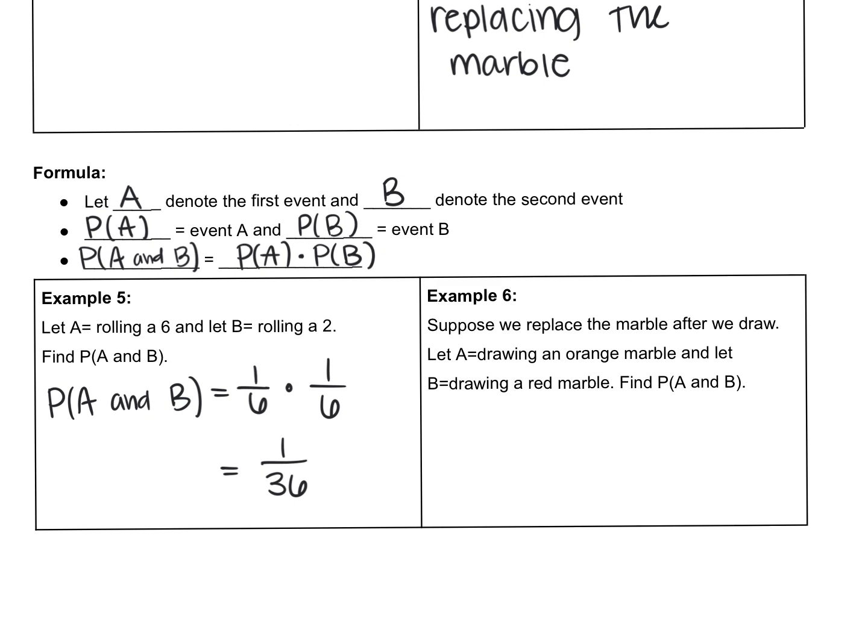Okay. For our next example, going back to our bag of marbles, suppose we replace the marble after we draw. A is going to be drawing an orange marble, B is drawing a red marble. We want to find the probability of A and B. So probability of A and B.